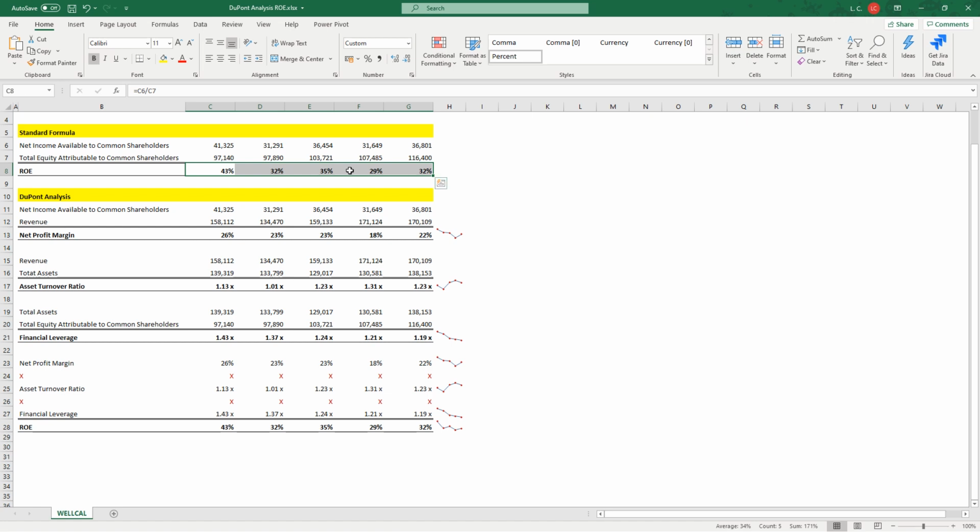What is our conclusion here? Which are the financial activities driving WELLCAL's ROE? Financial leverage is definitely not the contributor because it has been dropping over the years. Asset turnover ratio is the main component, and the relatively stable net profit margin plays an important role too.